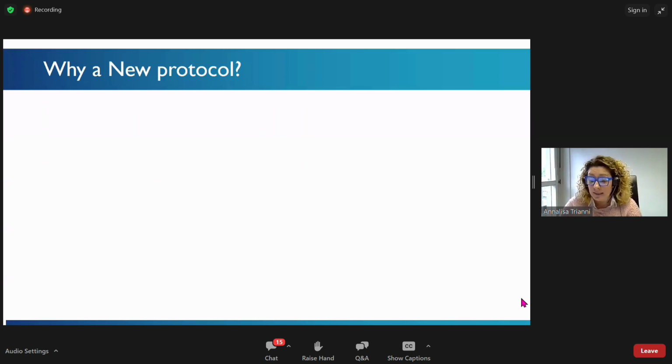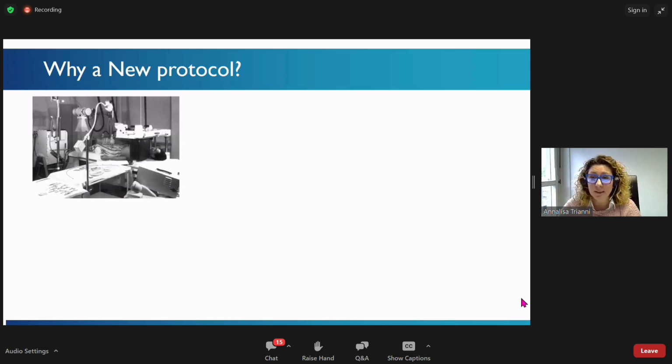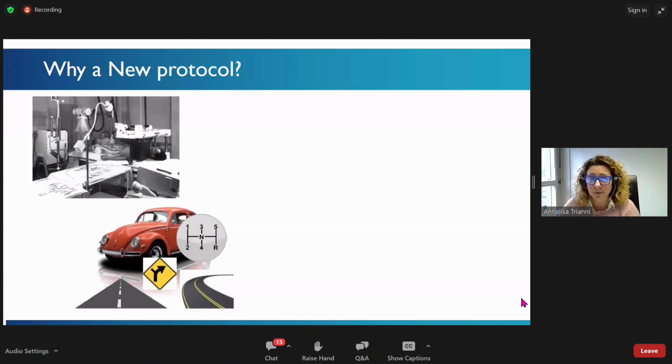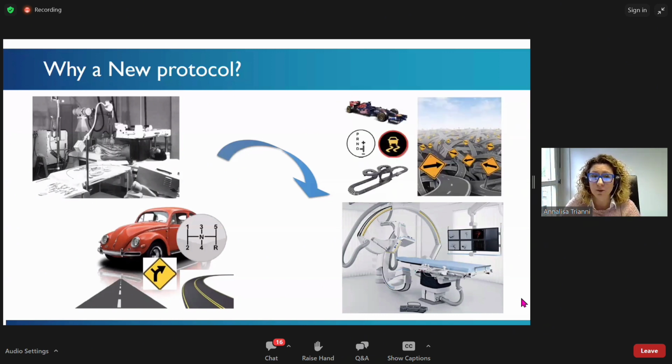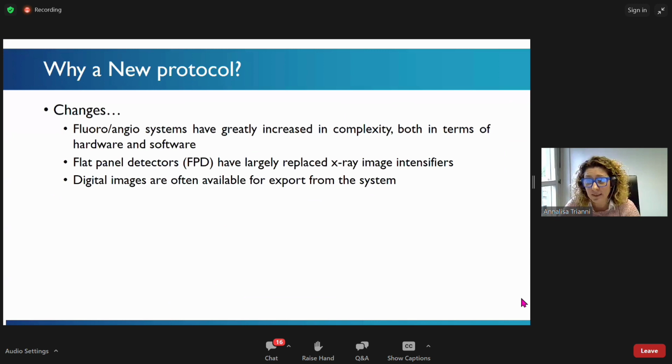And also, we have done a long road since the very first and simple imaging to the up-to-date systems that we have today, which are much more complicated. Fluoro and angio systems have greatly increased in complexity, both for what concerns hardware, so detectors, especially flat panel detectors, have replaced X-ray image intensifiers, and also software.